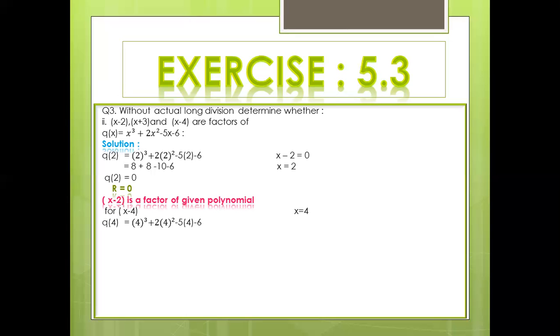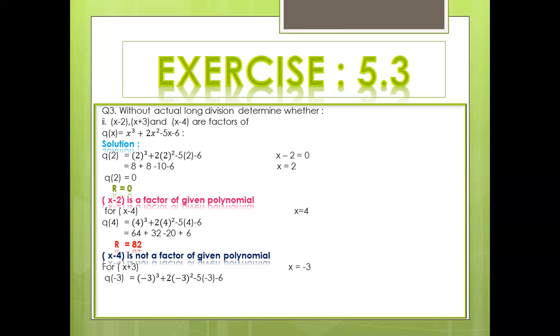Now is the turn of the second one, x minus 4. You replace each x with 4 and you see that the remainder is 82. The remainder is other than 0, it means that x minus 4 is not a factor of the given polynomial.